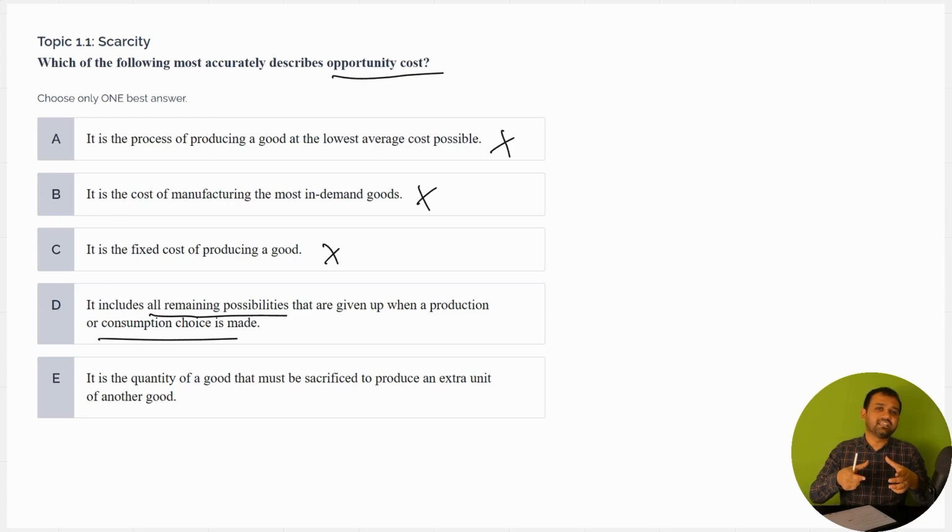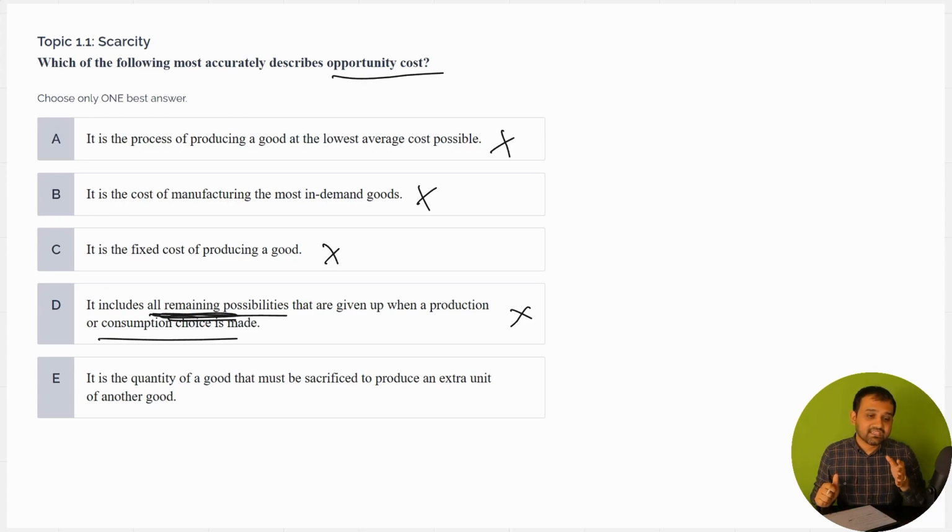Not really, because it's not like with that same amount of time, you could have done all of those things. It's the best among those options that you gave up. So therefore, it's not all remaining possibilities. If it said the next best possibility, then yes, D would have been the answer. But since it says all remaining possibilities, that is not what opportunity cost is. If you look at E, since that is the only one remaining, that is indeed the right answer, but let's dig deeper into this.